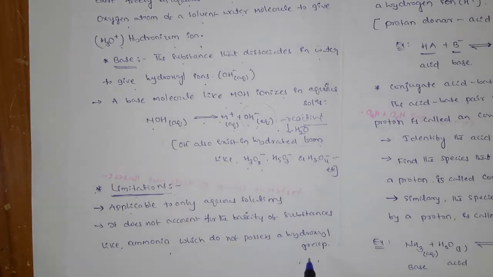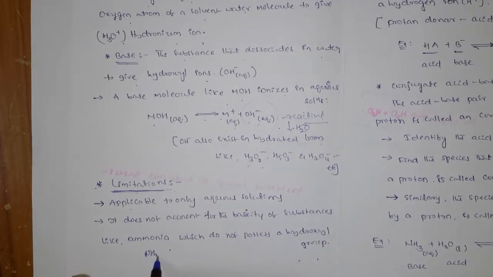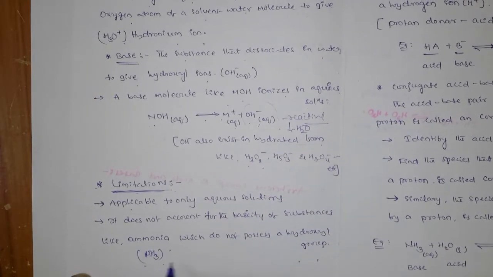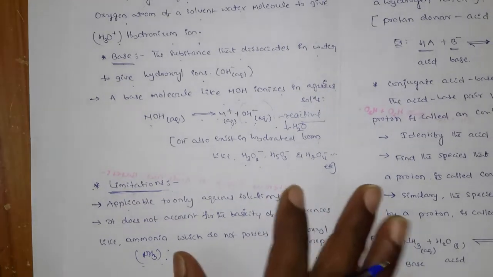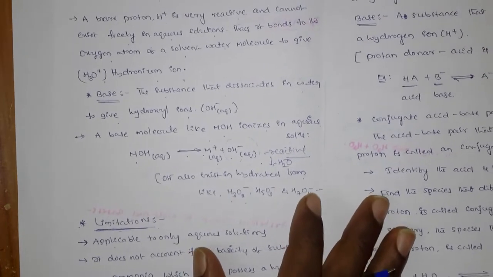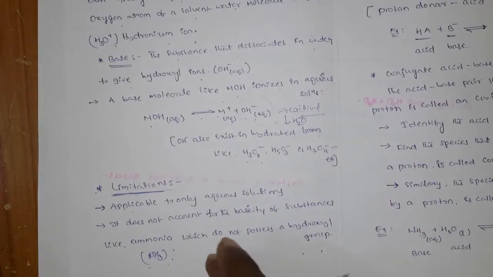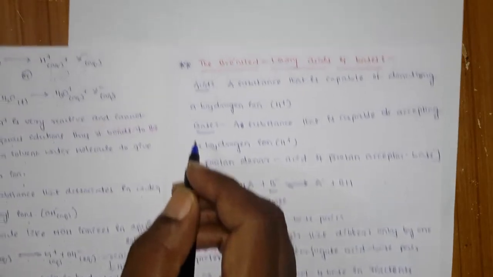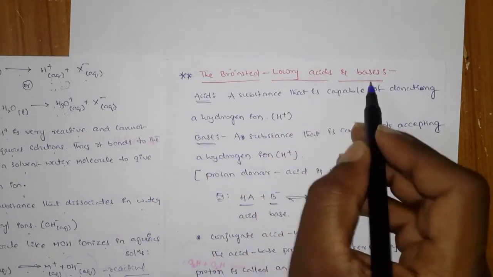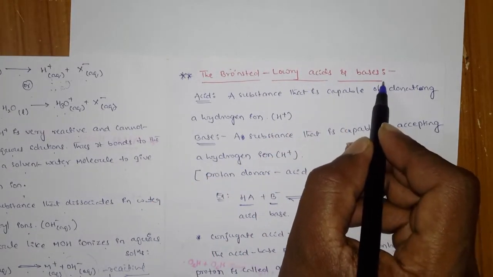Take the example of ammonia, NH3. Even though it doesn't have an OH group, it is a base. What he is saying is that molecules like ammonia, even though they have no OH groups, are bases. These cannot be explained by the Arrhenius theory. Now we can go to the next theory. After the Arrhenius theory, the Bronsted-Lowry acids and bases concept came. What is that?